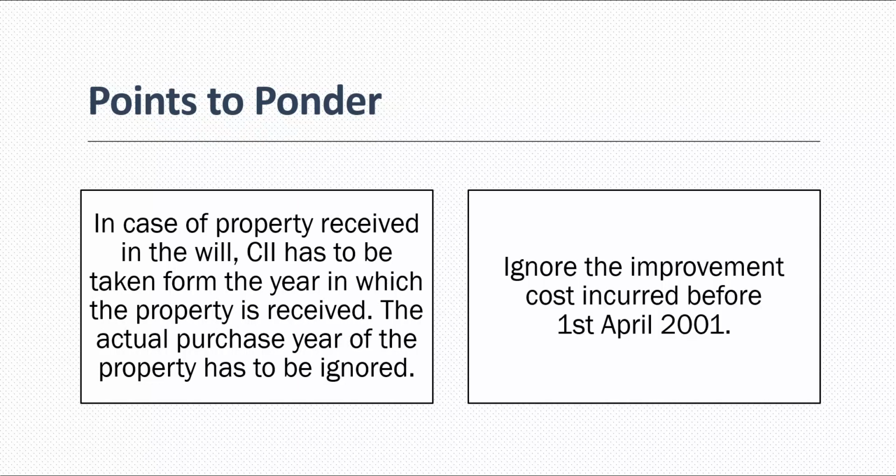Ignore the improvement cost incurred before 1st April 2001. This is the second one. So if there is any improvement, because you are calculating the fair market value of the property, which includes your improvement also, whatever improvements you have done before 2001 have to be ignored because you are taking a fair market value from the help of a registered valuer.